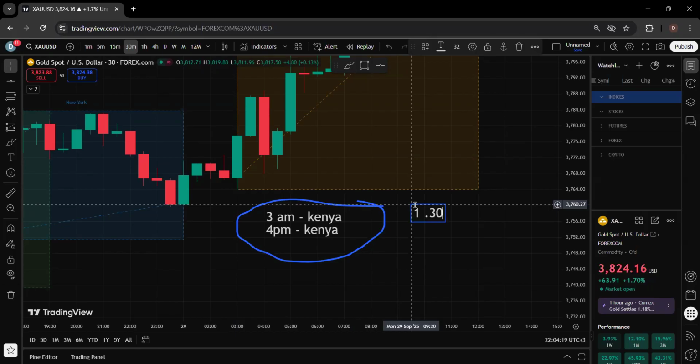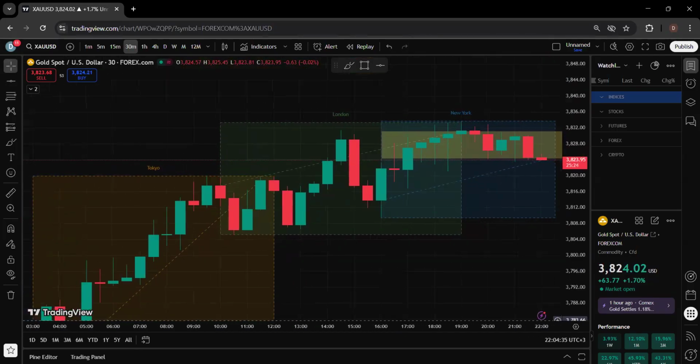Thank me later, guys. That is the Tokyo session, 3 a.m. Kenyan time, and 4 p.m. Kenyan time. Those are my favorite sessions when I trade. I can just trade for 30 minutes and leave the market to play games within the day. That's when I have so many phone calls here and there.